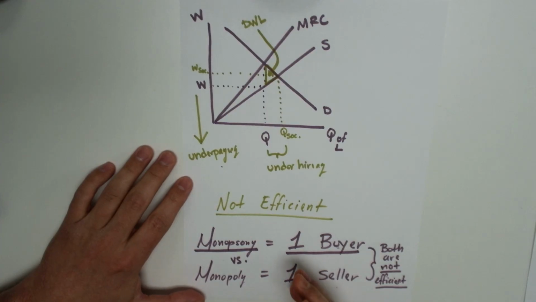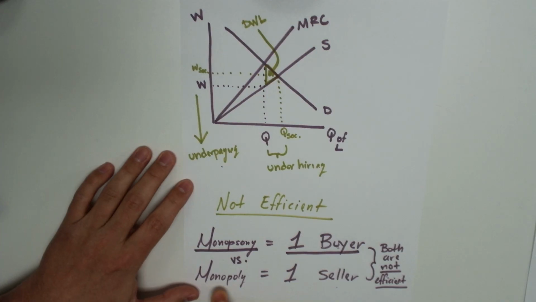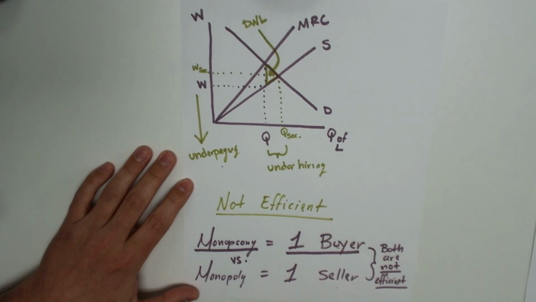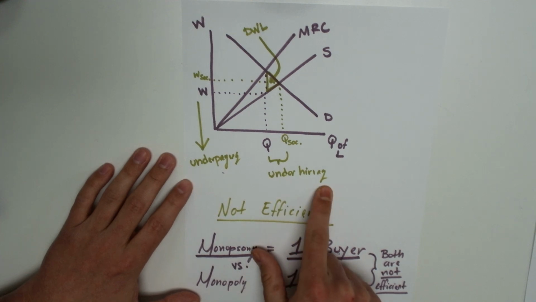Similar to something we learned before, a monopoly, except a monopsony is when there's one buyer, in this case one business buying labor, whereas a monopoly was when there's one seller. But both are not going to be efficient. They limit competition. A monopsony will underpay and underhire, which is not efficient.